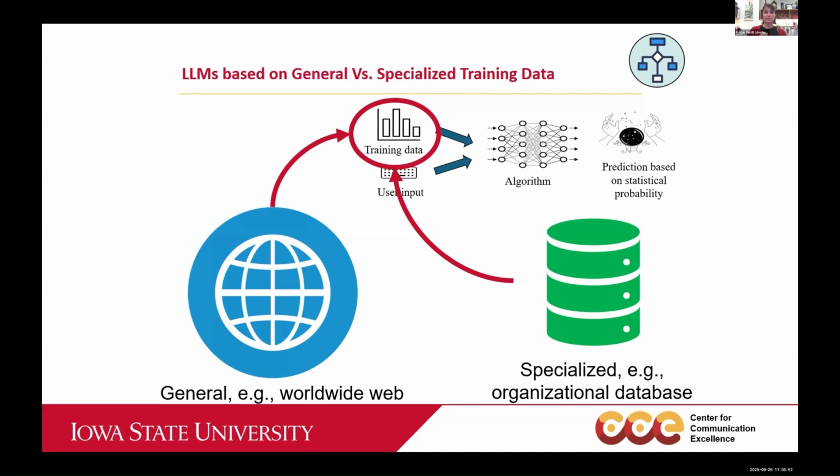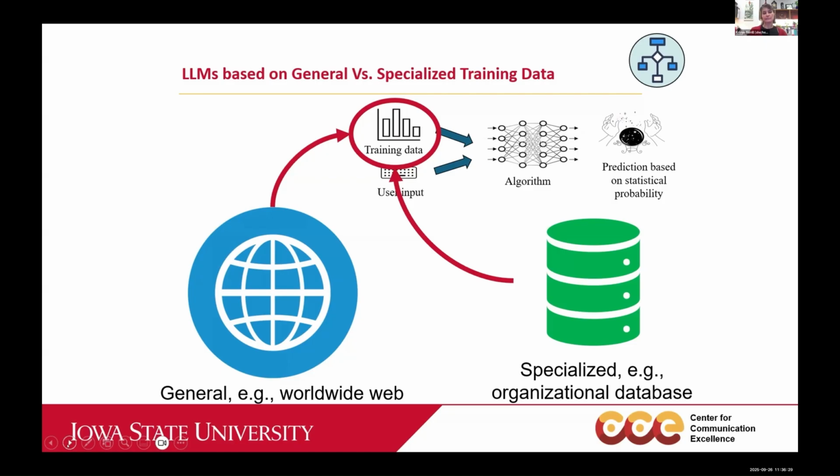Other models are trained on specialized data sets. And you can even take a large language model that has a general data set and specifically train it using a specialized data set like an organizational database. And that's actually not incredibly hard to do. You can give it a database and say, only pull answers from this database. It doesn't work perfectly, but it is possible to do. So you can add to the training data even on an already built general model.